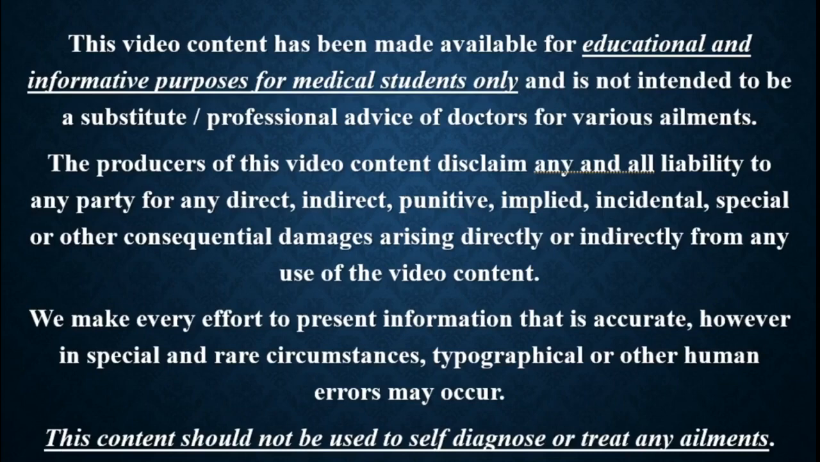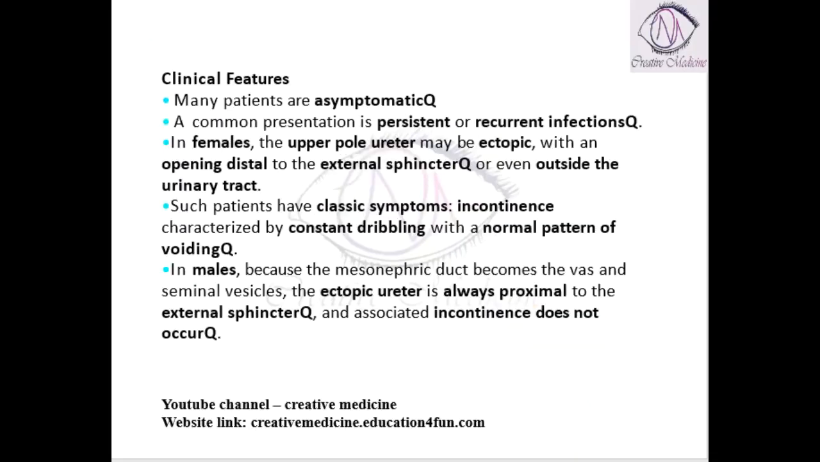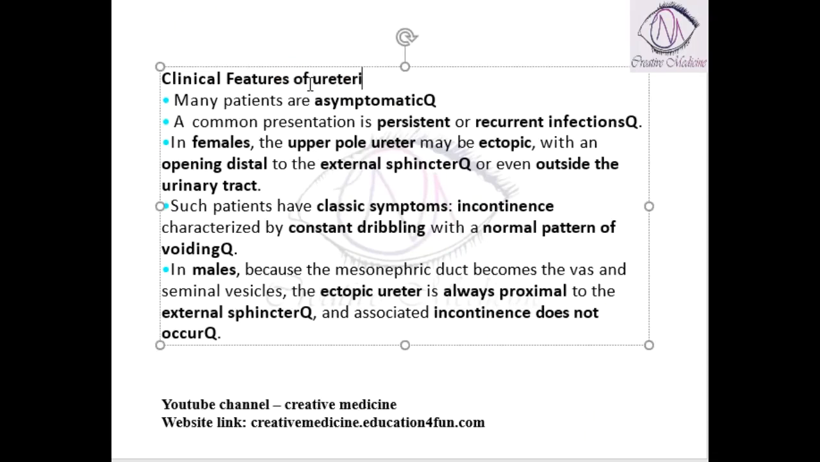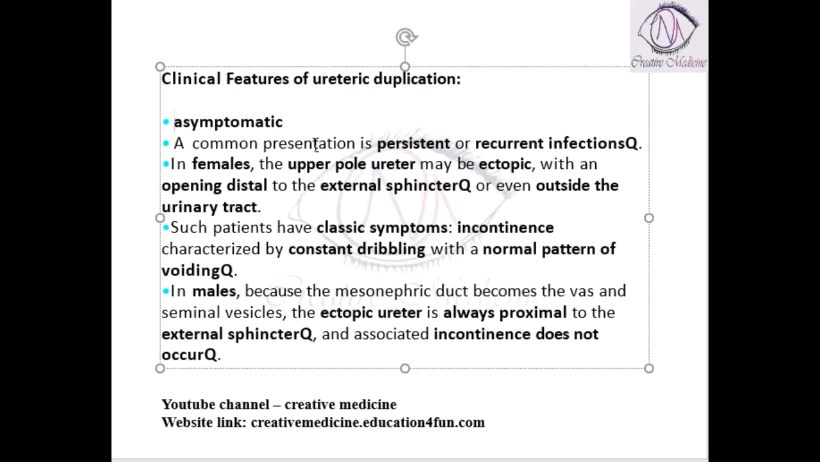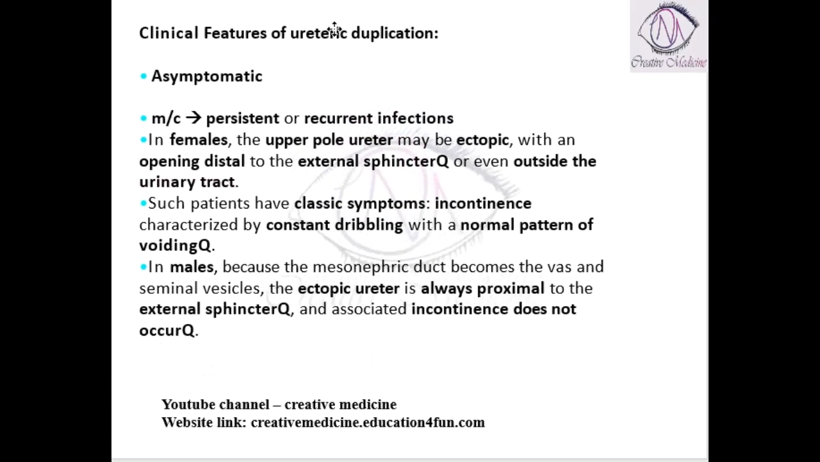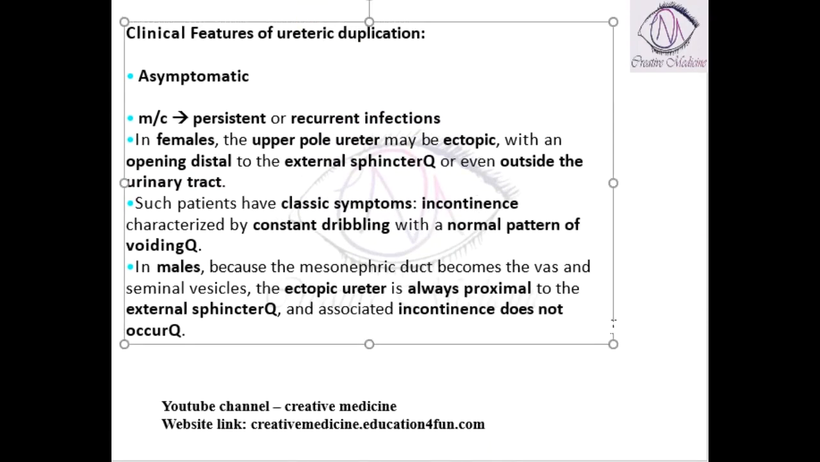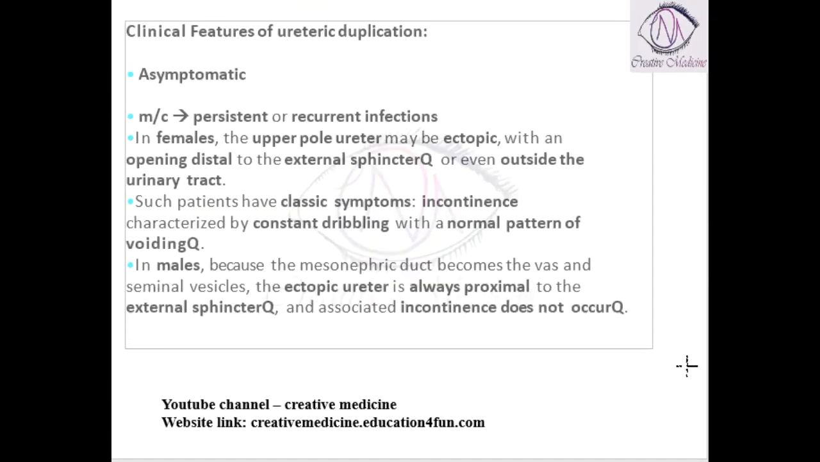In this lecture, we will learn about the clinical features of ureteric duplication. Most of the patients with ureteric duplication are asymptomatic. But what is the most common presentation? Mostly they are asymptomatic, but the most common presentation seen in symptomatic patients is persistent and recurrent urinary infections.